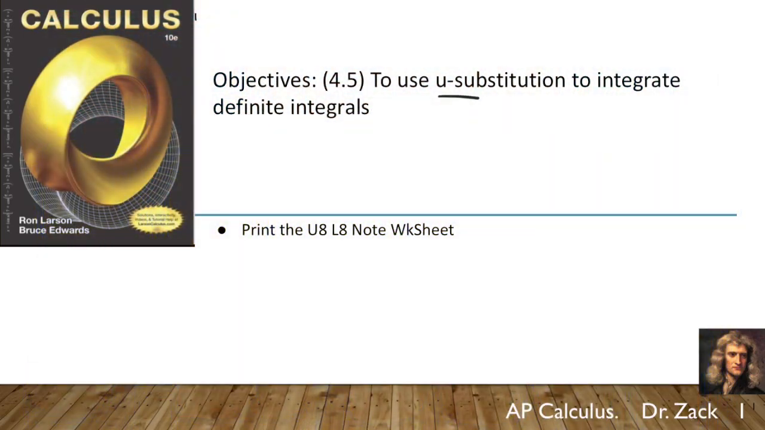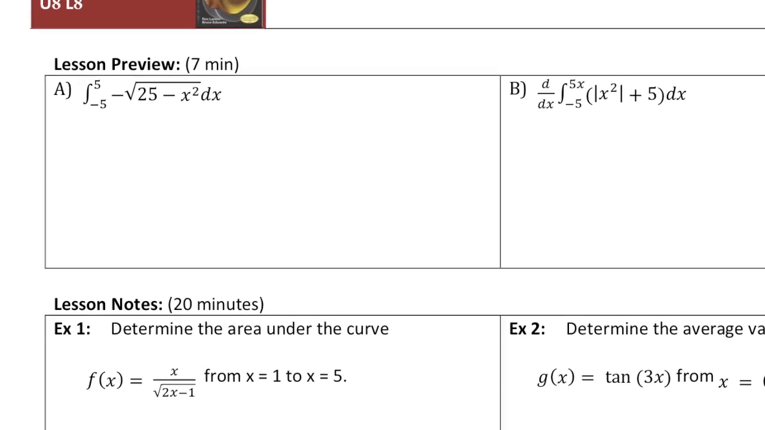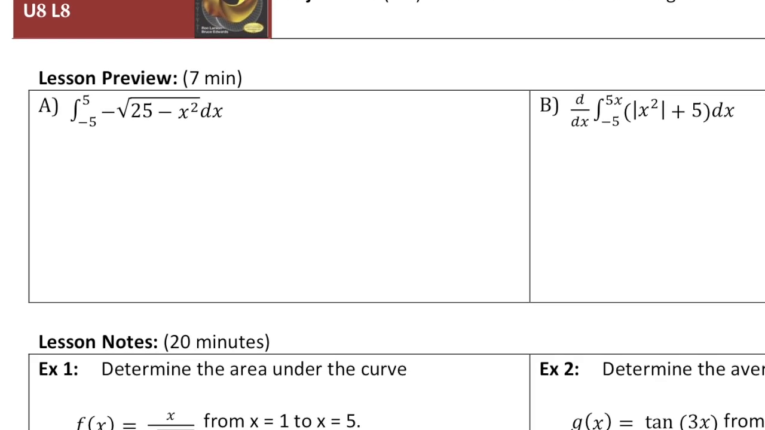Today we're going to practice our u substitution once again, and we will work with definite integrals. Let's begin. From your lesson preview, you should have recognized that u substitution does not always work. If you had let u equal 25 minus x squared, du would be negative 2x dx, and your dx value, once you substituted, would not help you get rid of that x in your denominator. So this problem was a reminder that sometimes geometry is the way that you want to integrate.